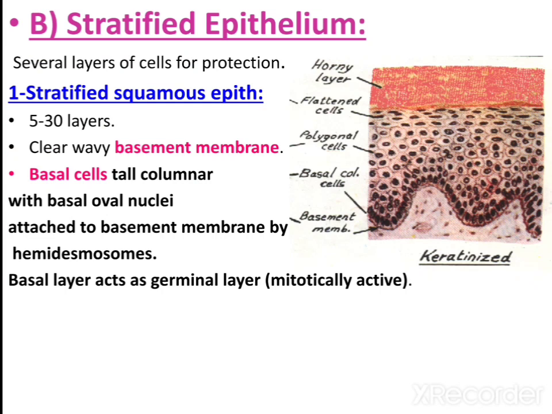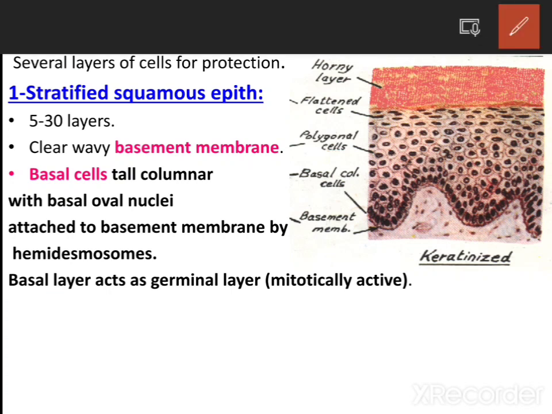Then the third type is stratified epithelium. Stratified means many layers of the cells are present for protection. Stratified squamous contains 5 to 30 layers having clear wavy basement membrane. And see the structure, the basal cells are tall columnar cells with basal oval nuclei. These are found attached to the basement membrane with the help of hemidesmosome. Then this basal layer acts as a germinal layer which is mitotically active.